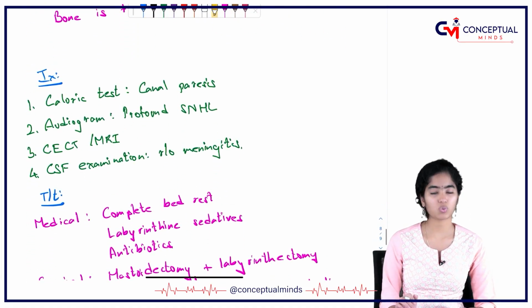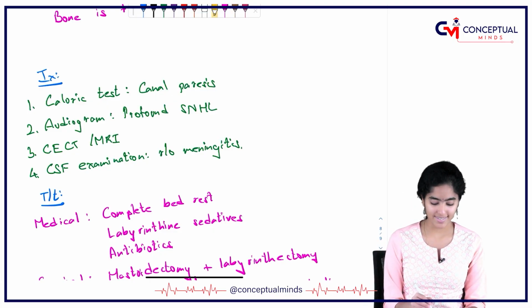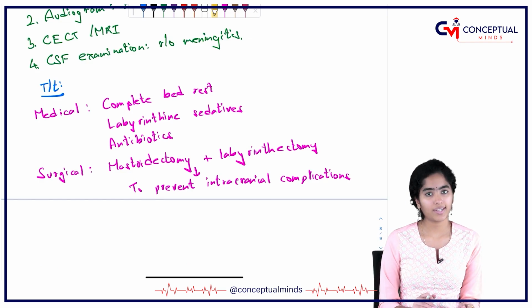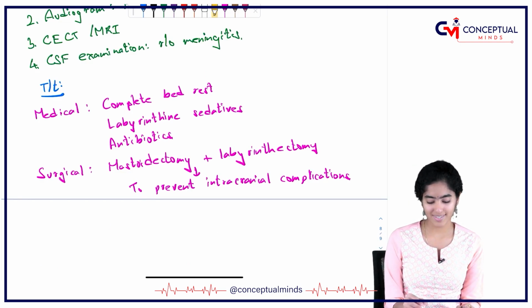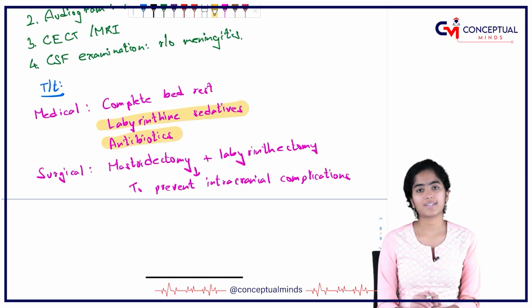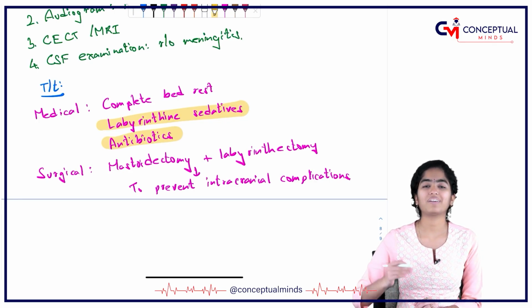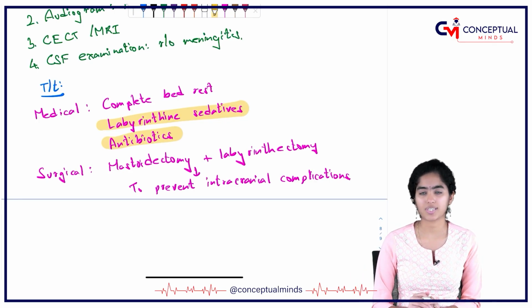Coming to investigations, we do the caloric test, audiogram, CCT and CSF examination to rule out meningitis. Treatment again consists of medical and surgical treatment. In medical treatment, we give complete bed rest, labyrinthine sedatives and antibiotics. Surgical management consists of doing mastoidectomy and labyrinthectomy, and both are done to prevent intracranial complications. But at this stage, nothing can be done for the ear because it's permanently and irreversibly damaged.